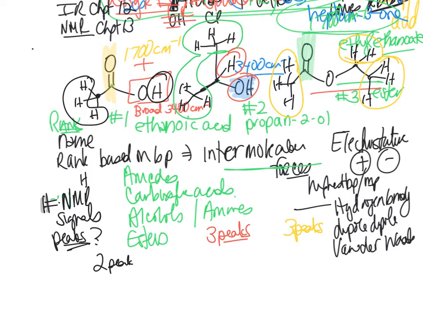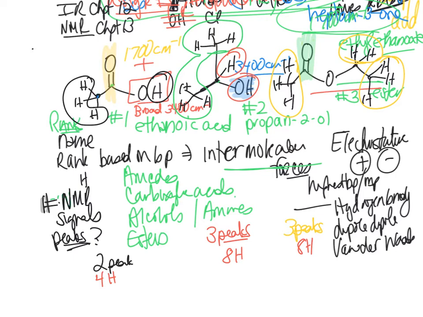How many protons? 1, 2, 3, 4. It should integrate out to 4 hydrogens. This one, 3, 6, 7, 8 hydrogens. This one, 3, 4, 5, 6, 7, 8 hydrogens. Okay. Now, what about the shifts, the ppm shifts?